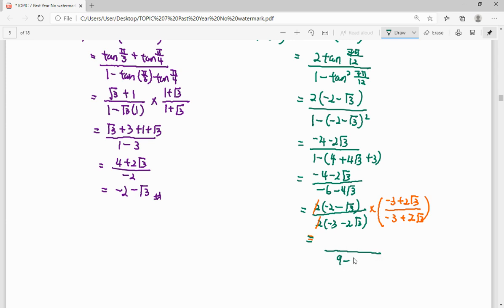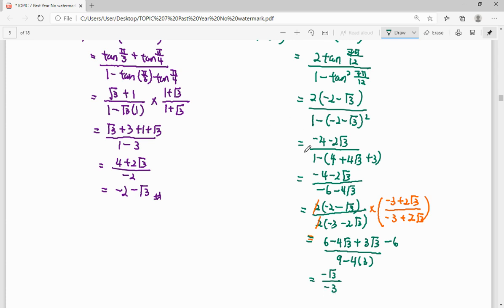So here will be negative 4 and then here is 3. So we expand out there. For our numerator part, it will be equal to 6 and then minus 4 root 3 and then plus 3 root 3 and then minus 6. So we can get negative root 3 over negative 3.